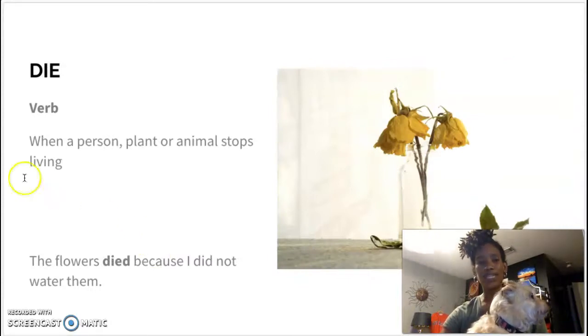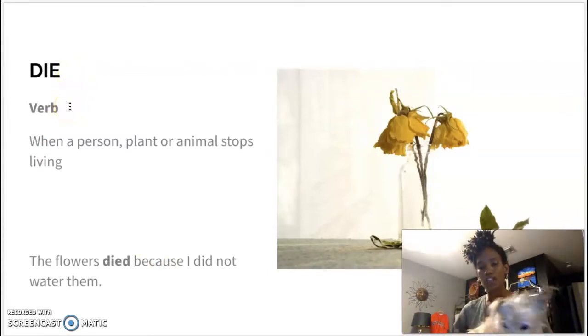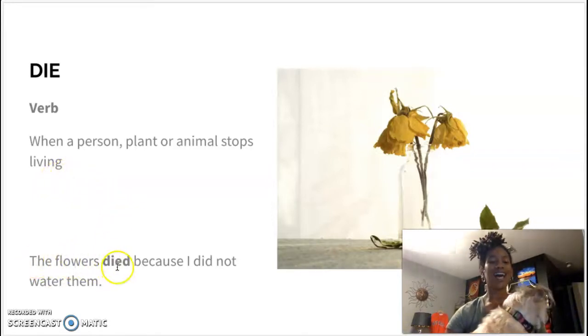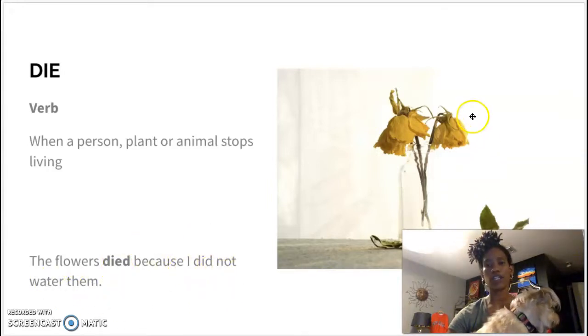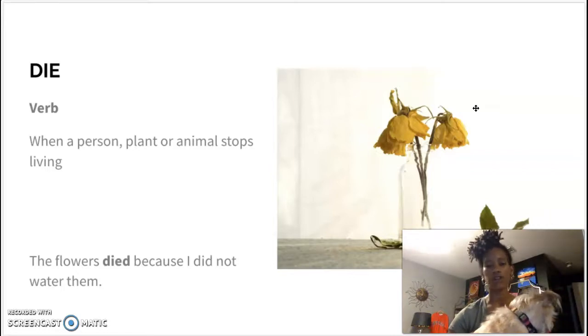Next word, repeat after me, die. Die is a verb. Remember, verbs are action words, something that can be done. Die means when a person, plant, or animal stops living. For example, the flowers died because I did not water them. If you look at the picture over here, the flowers no longer have life. They died because I did not give them water.